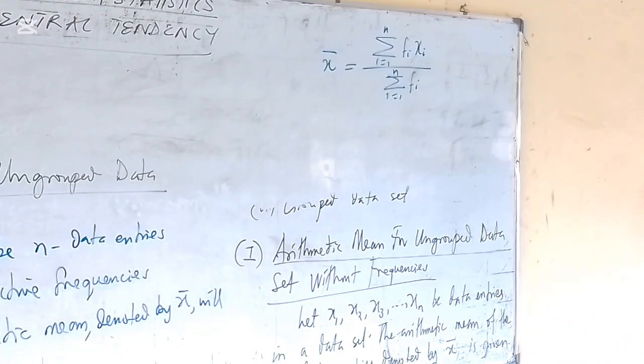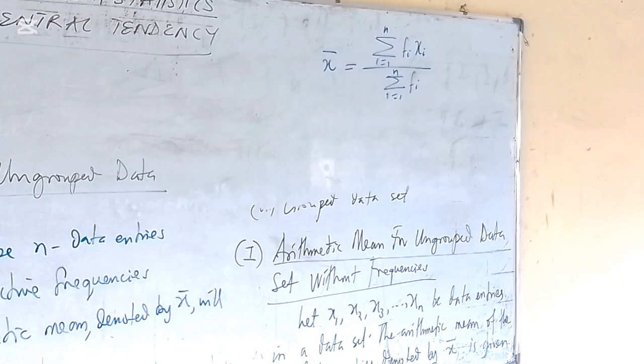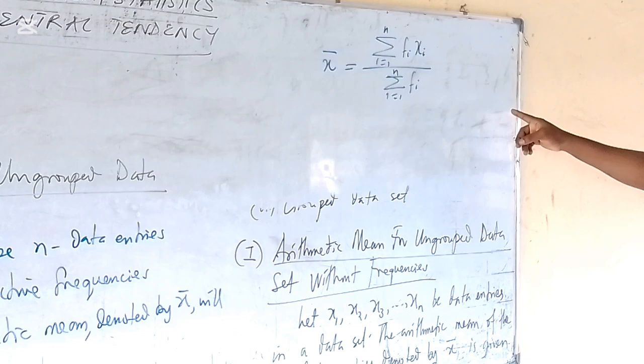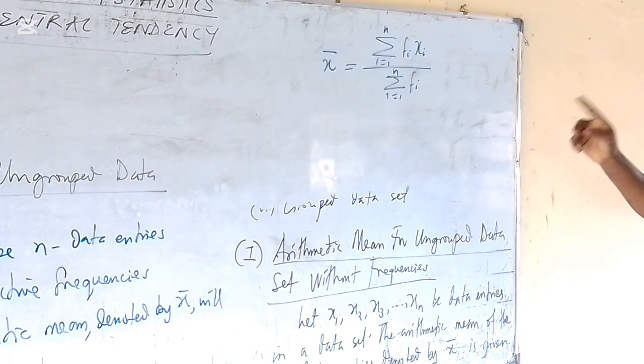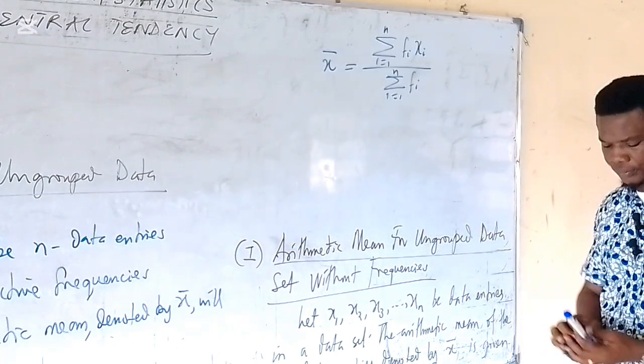So, what are we saying? If your data set is ungrouped and it has frequencies, your arithmetic mean, which was formerly computed with x1 plus x2 plus x3 all over n, up to xn all over n, will now accommodate frequencies, and this is the formula for computing it. I'm going to show you how to use that. Then comes the third and final group.